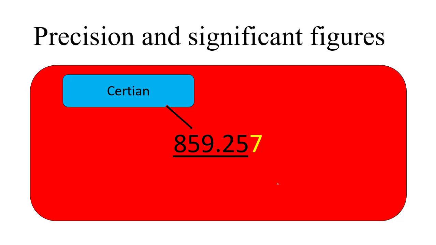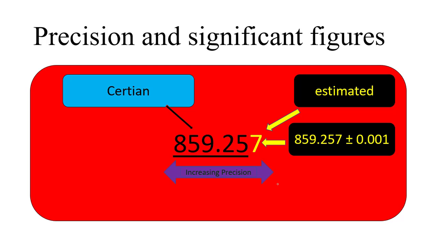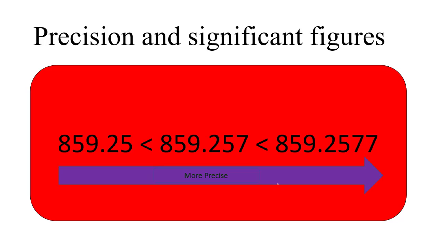Let's look at the number 859.257. We know right off the measurement is certain up to the hundredths place. We know the last digit 7 is an estimation. We know the last number 7 is where the uncertainty lies, of plus or minus 0.001. The measurement has 6 reported digits, so this measurement would be more precise than a measurement with only 5 reported digits and less precise than a measurement with 7 reported digits.